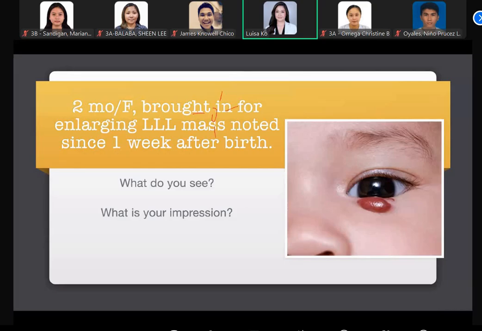Next, what's your impression? Hemangioma, Doc. Okay, what kind of hemangioma? Infantile, Doc. Okay, infantile capillary hemangioma. Good, because there's another kind of hemangioma, huh? So in this case, what would you like to advise the patient in terms of management?